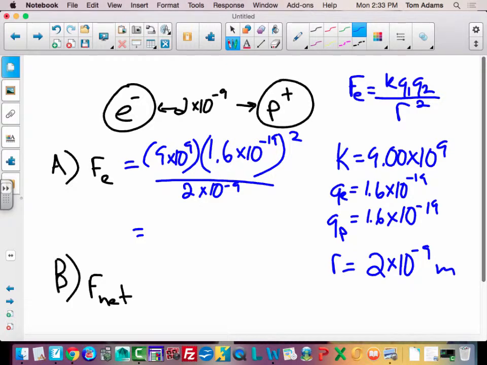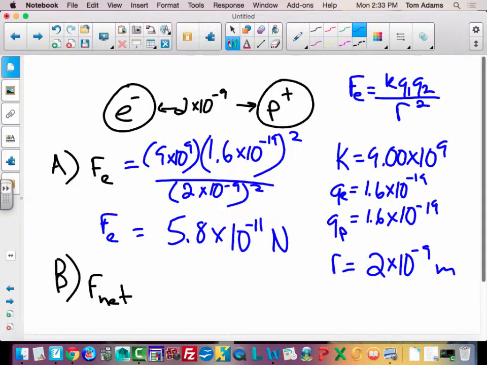If I plug that in a calculator, let me double check, it should be about 5.8 times 10... Oh, this has to be squared. I forgot to write the square down. Times 10 to the negative 11 newtons. Okay? Because remember, that's a force.